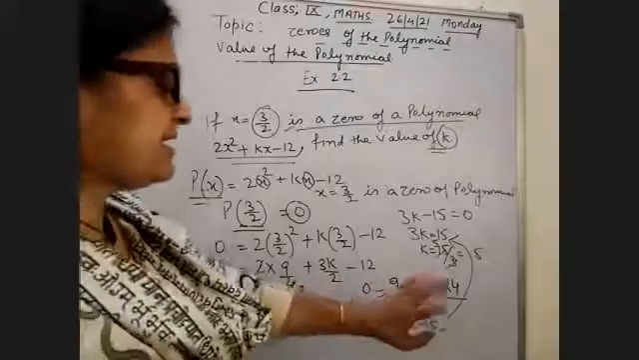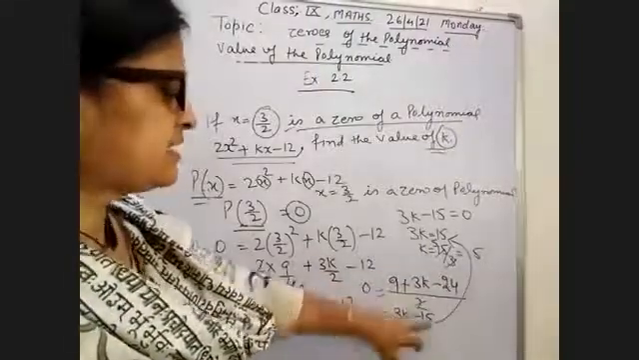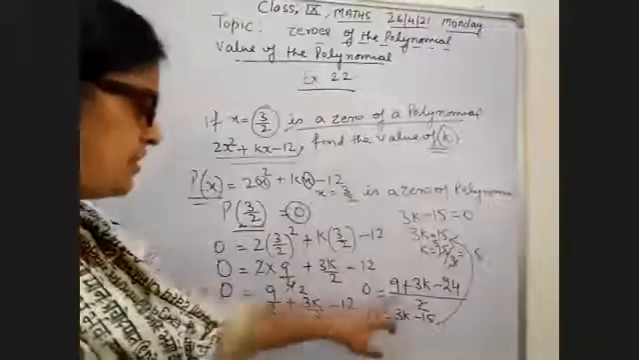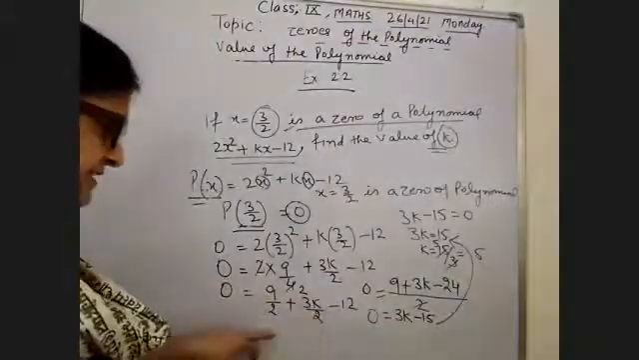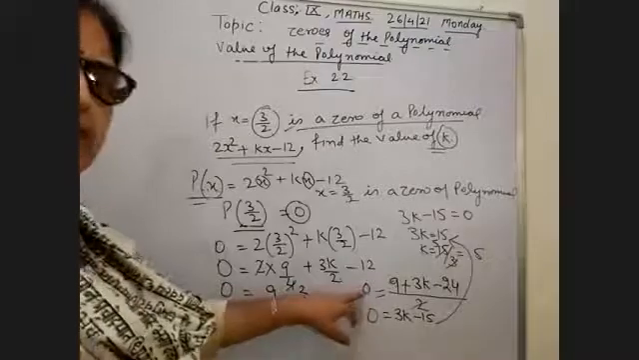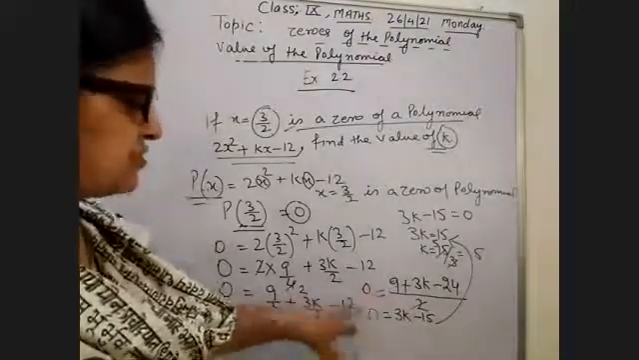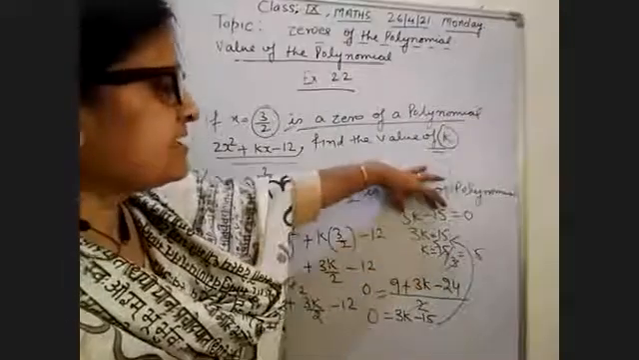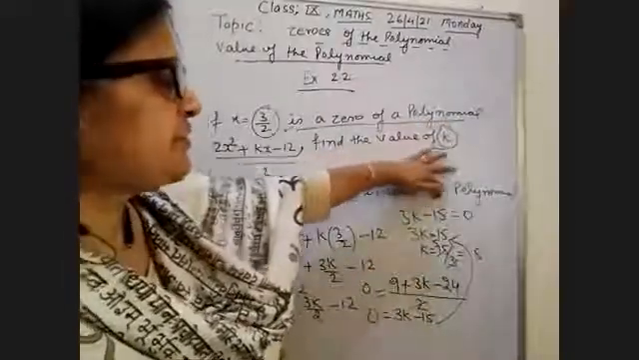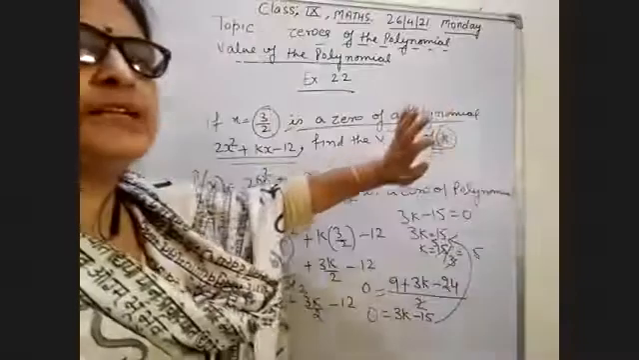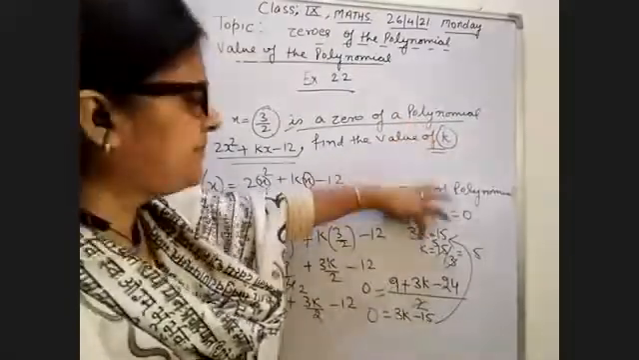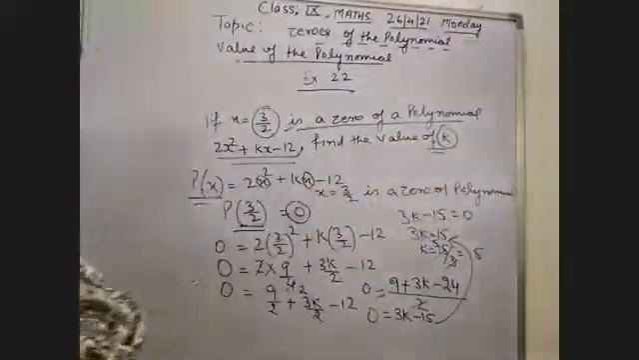By taking the LCM, you will solve it. First, see this step: 2 multiplied by 0 is 0. So 9 plus 3k minus 2 12s are 24, which gives 3k minus 15 equals 0. By transposing minus 15 to the right hand side, the value of k equals 5.